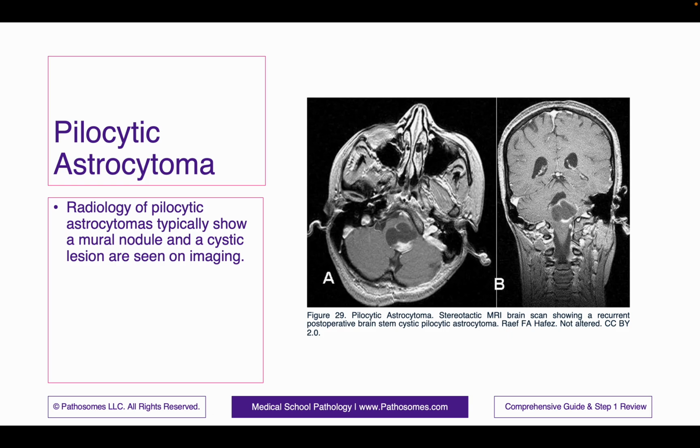And here we have imaging, an MRI brain scan showing a recurrent postoperative brainstem cystic pilocytic astrocytoma. You should be able to point out the lesion in both of these images, A and B. Okay? And keep in mind that the radiology of pilocytic astrocytomas typically shows a mural nodule and a cystic lesion seen on the imaging.